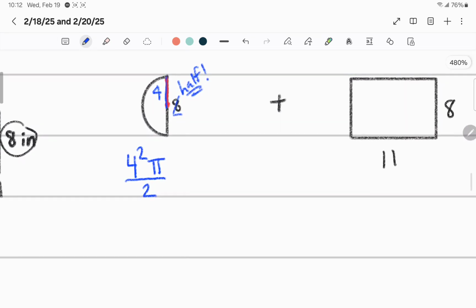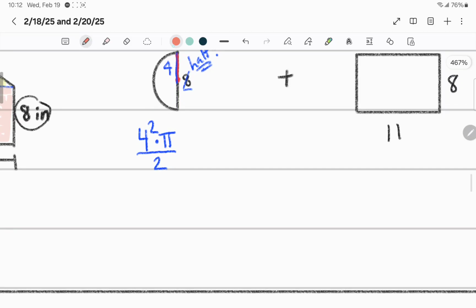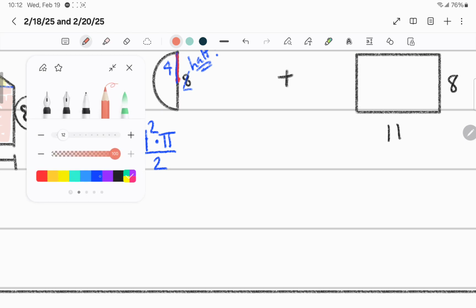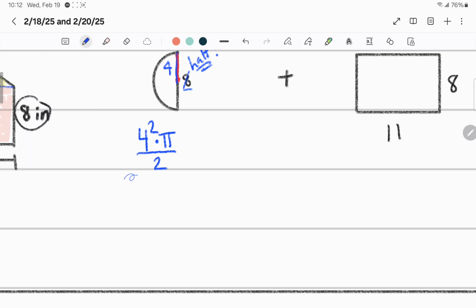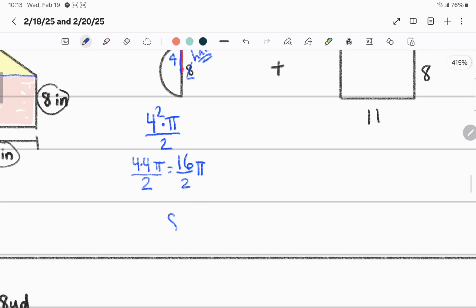Okay. So we have 4 times 4. Again, this is not 4 times 2. That would be 8, and that's wrong. It's not 4 times 2. It's 4 times 4. So this is 4 times 4 pi over 2. That gives us 16 pi over 2, which is 8 pi.